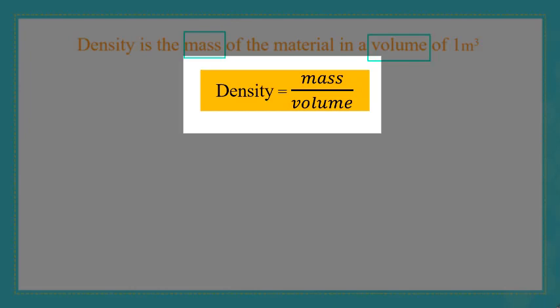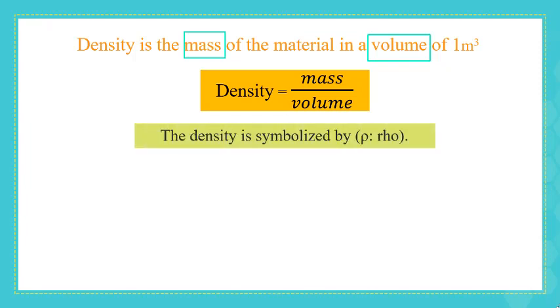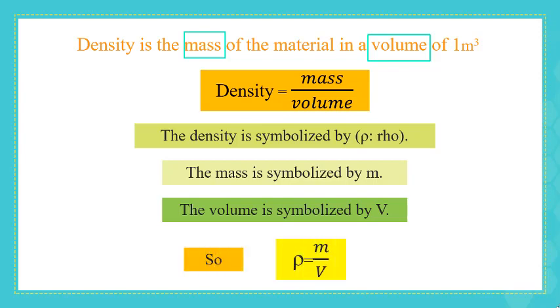This formula is very important to be memorized and kept in your mind. The density is symbolized by ρ. The mass is symbolized by m. The volume is symbolized by v. Then you can write the formula of density by using the symbols in this way. ρ equal m over v.